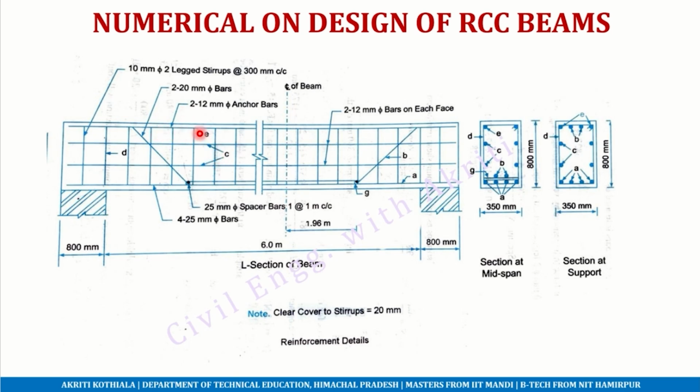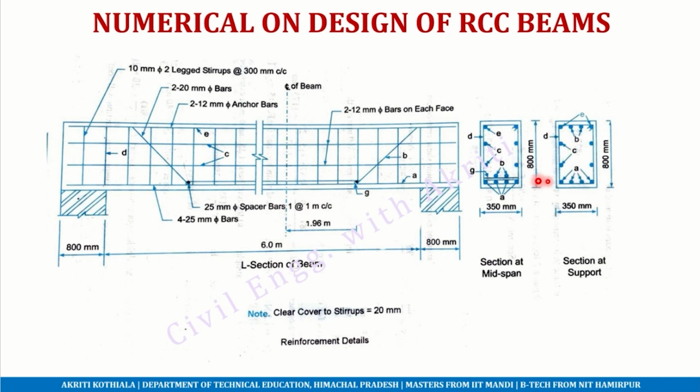We are providing two 12 mm diameter anchor bars at the compression side. Then we have provided four 25 mm diameter bars and extended them into the support. Then two 20 mm diameter bars were also provided and were bent up at 1.96 meters from the center of the beam and have been extended into the upper support.